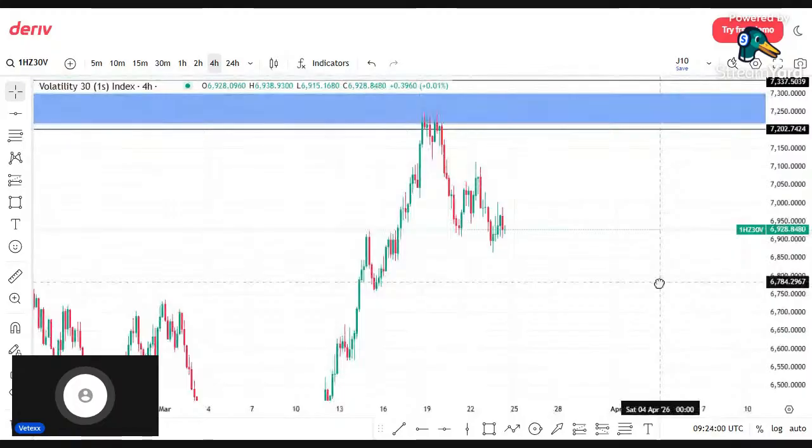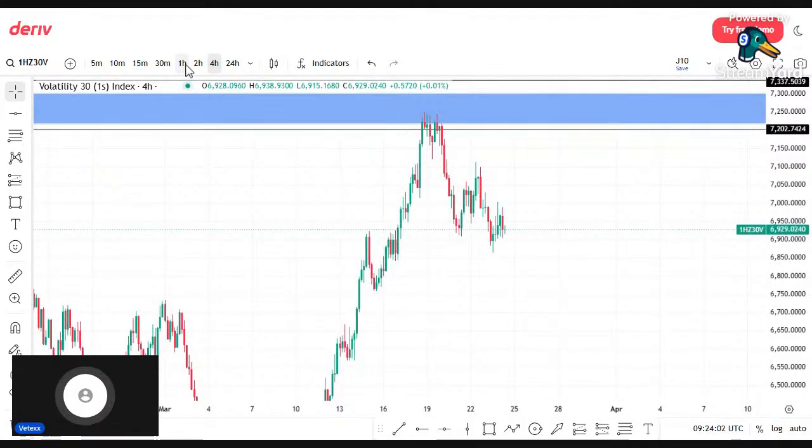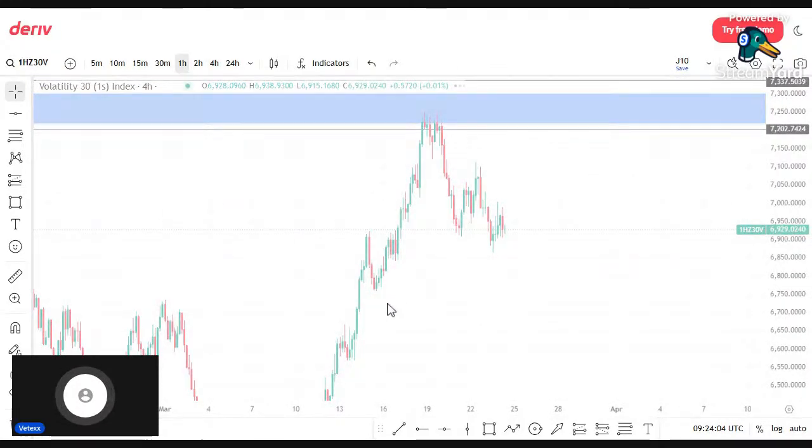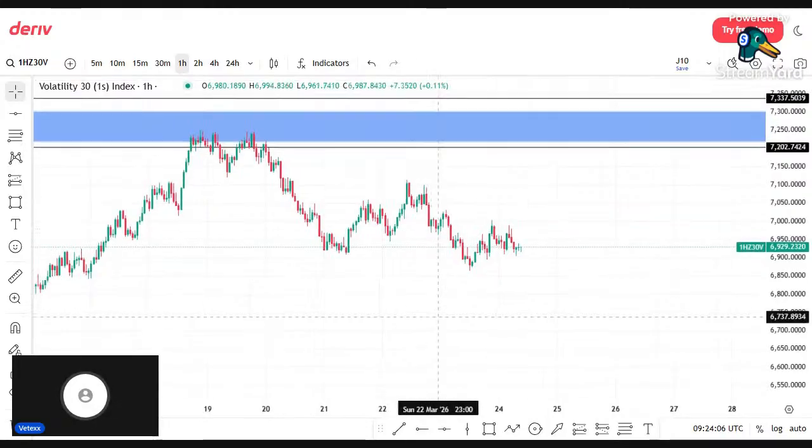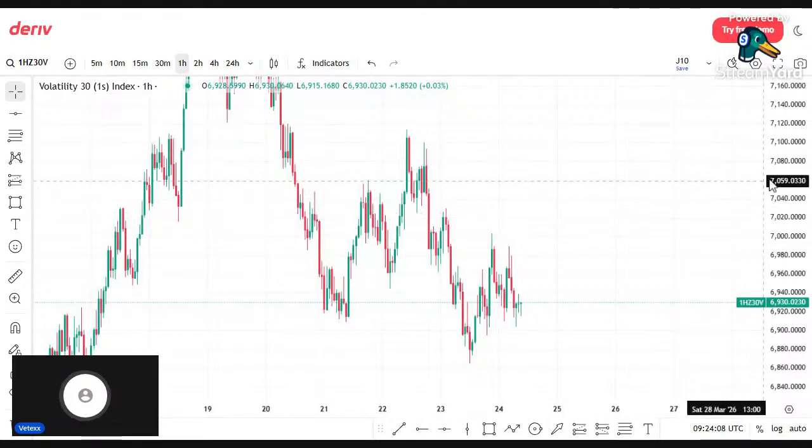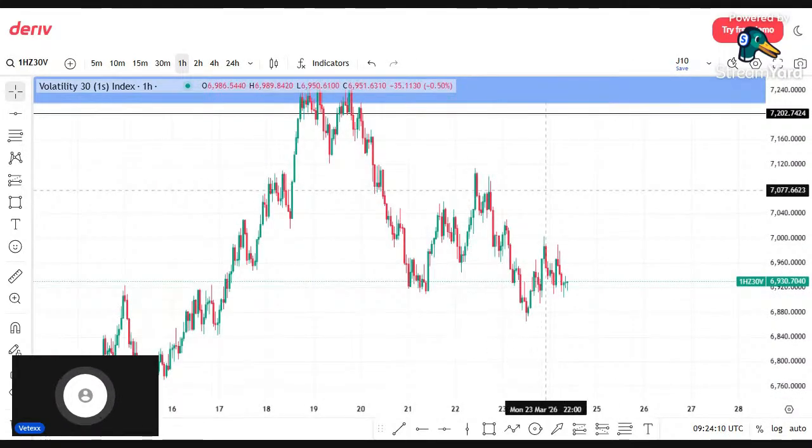So what do we have next? What do we have to do next? Go to the 1 hour time frame and check if price has given us any continuation for a sell. Okay, so on this time frame, we have this structure.